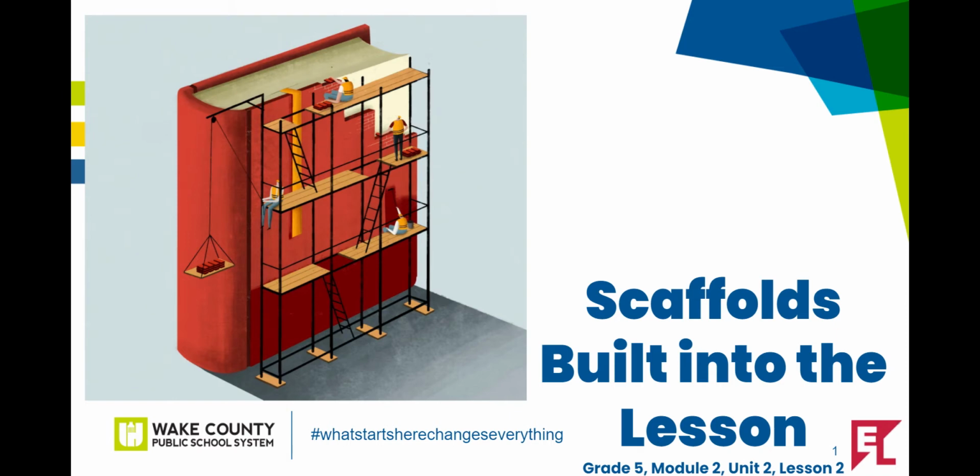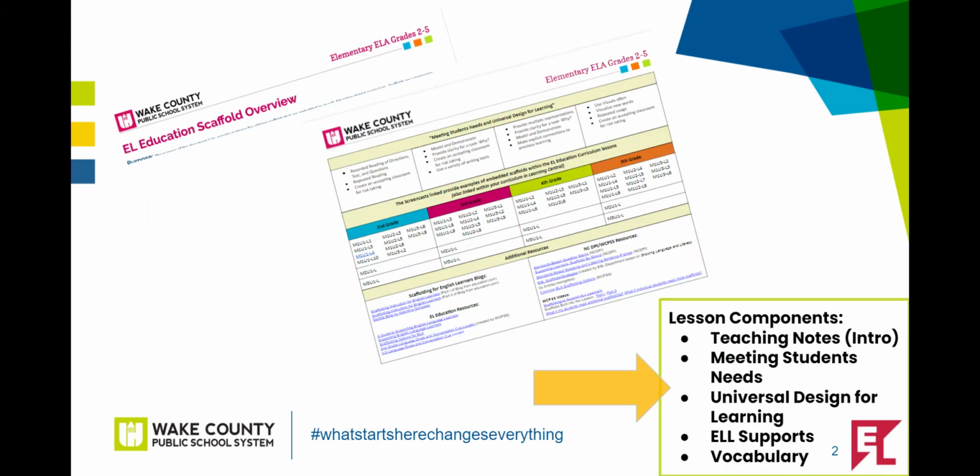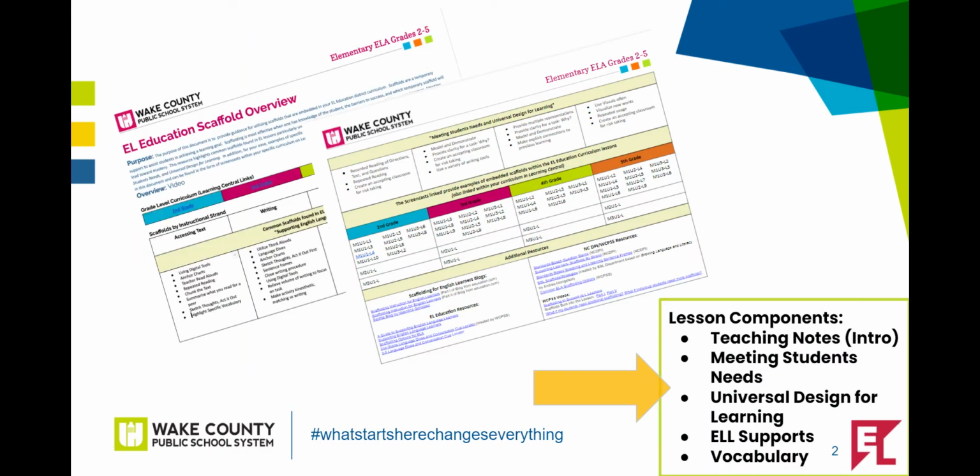Throughout the learning opportunity, we'll focus on examples of scaffolds that already exist within EL Education lessons using Lesson 2 from Grade 5, Module 2, Unit 2. An EL Education Scaffold Overview document for elementary ELA grades 2 through 5 can be found in Learning Central under the appendix within each grade level module and in the teacher planning tools for your grade level curriculum. Please refer to this document for additional supports as you plan.